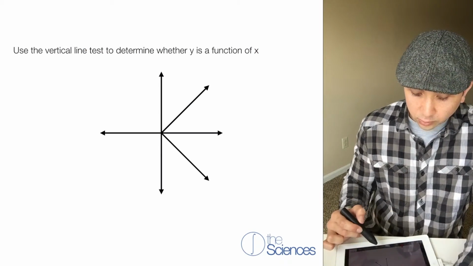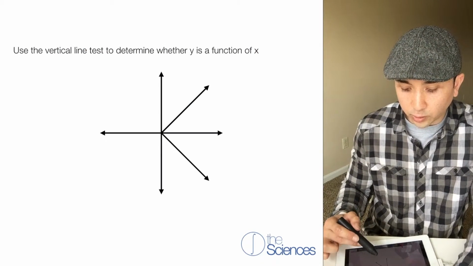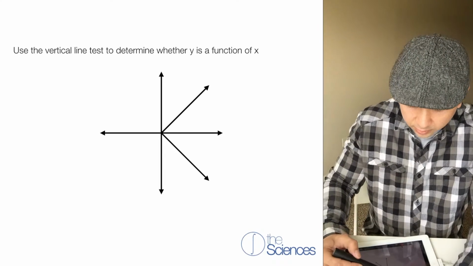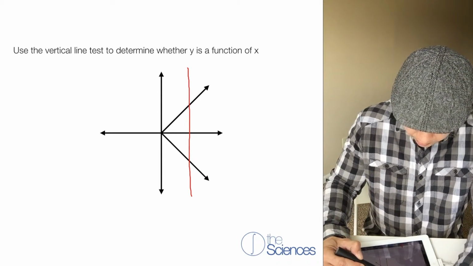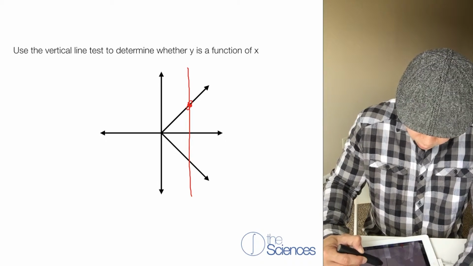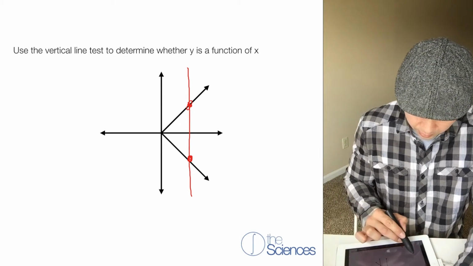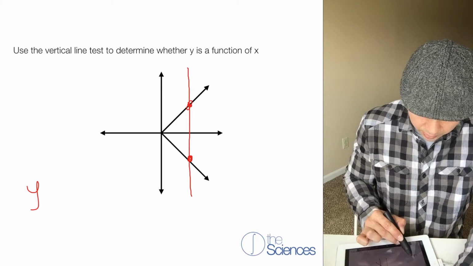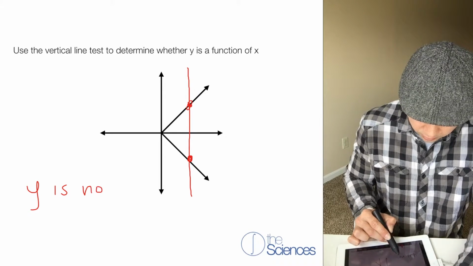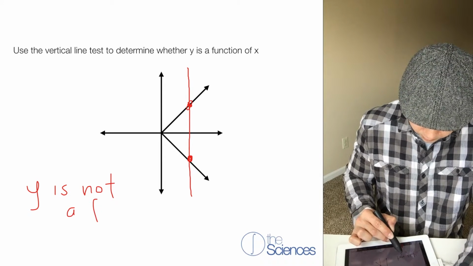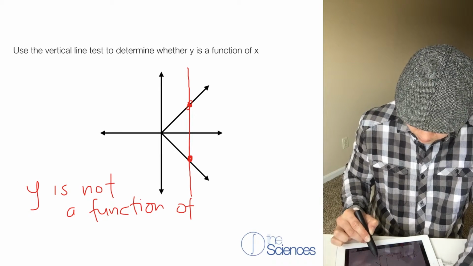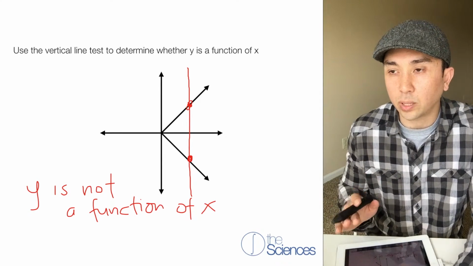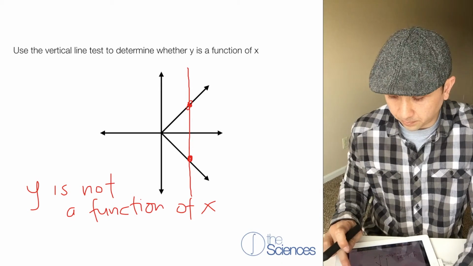Here, let's use the vertical line test to determine whether y is a function of x. So all we're going to do is draw a straight line. Now, because we go through the graph in 2 points, y is not a function of x because it cannot go through a graph more than one time.